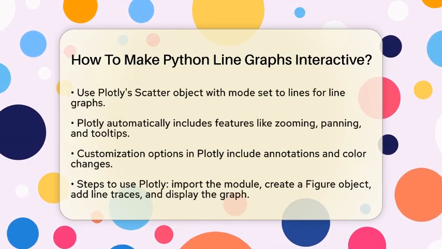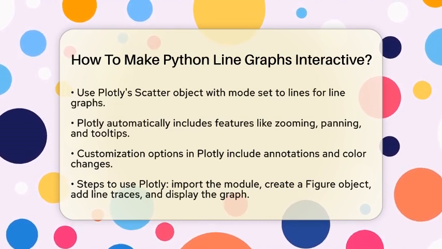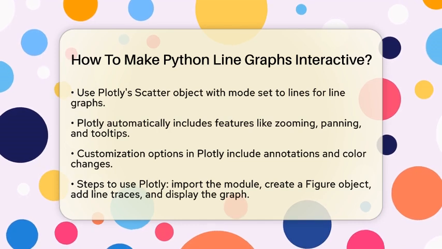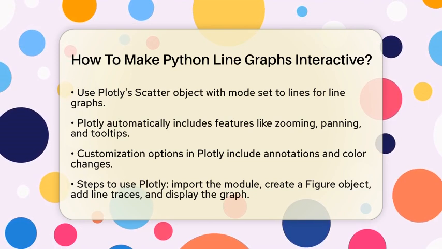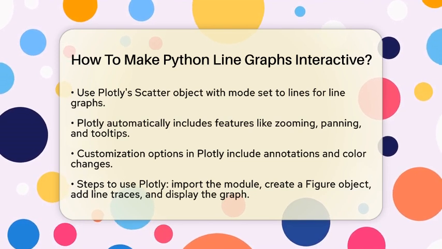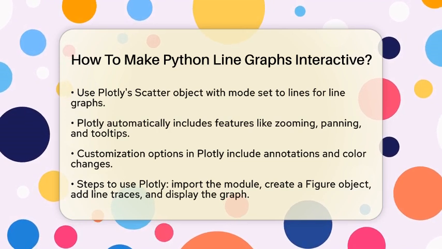You can do this by typing import plotly.graph_objects as go. Next, you will create a figure object. After that, you can add line traces using fig.add_trace(go.Scatter). Finally, display your graph with fig.show(). It's that simple. Now let's talk about Bokeh.